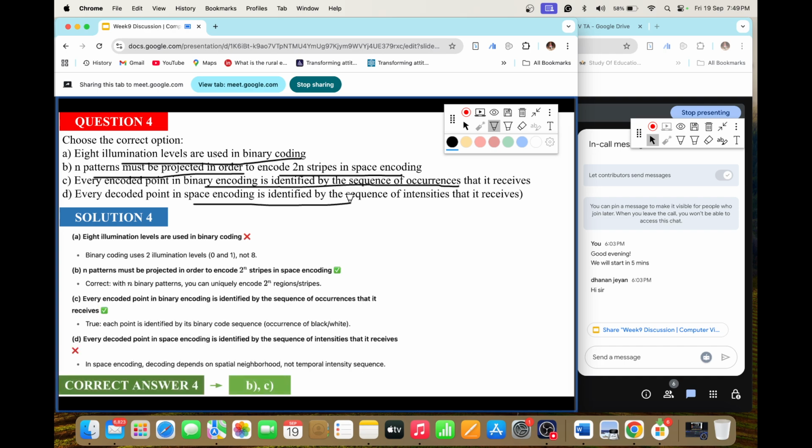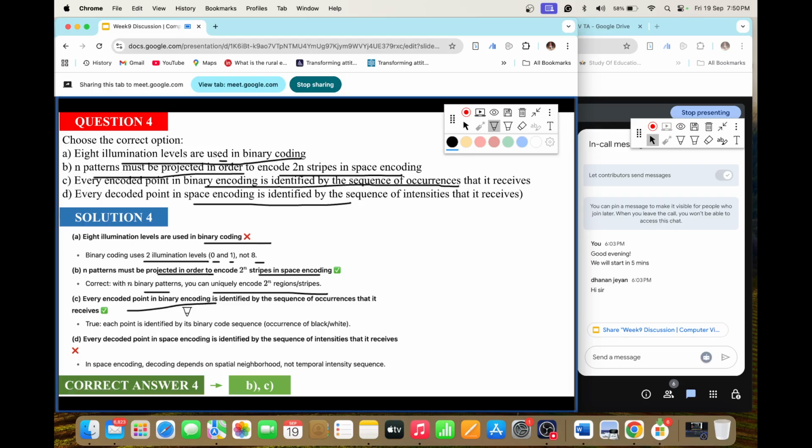So let me show you. Definitely, eight illumination levels are not used in binary encoding. Whenever we talk about binary encoding, we use two illumination levels, either 0 or 1, not 8. Next is correct: n patterns must be projected in order to encode 2 to the power n stripes in space encoding, because with n binary patterns you can uniquely encode 2 to the power n regions of stripes. The third is also correct: every encoded point in binary encoding is identified by the sequence of occurrence that it receives.